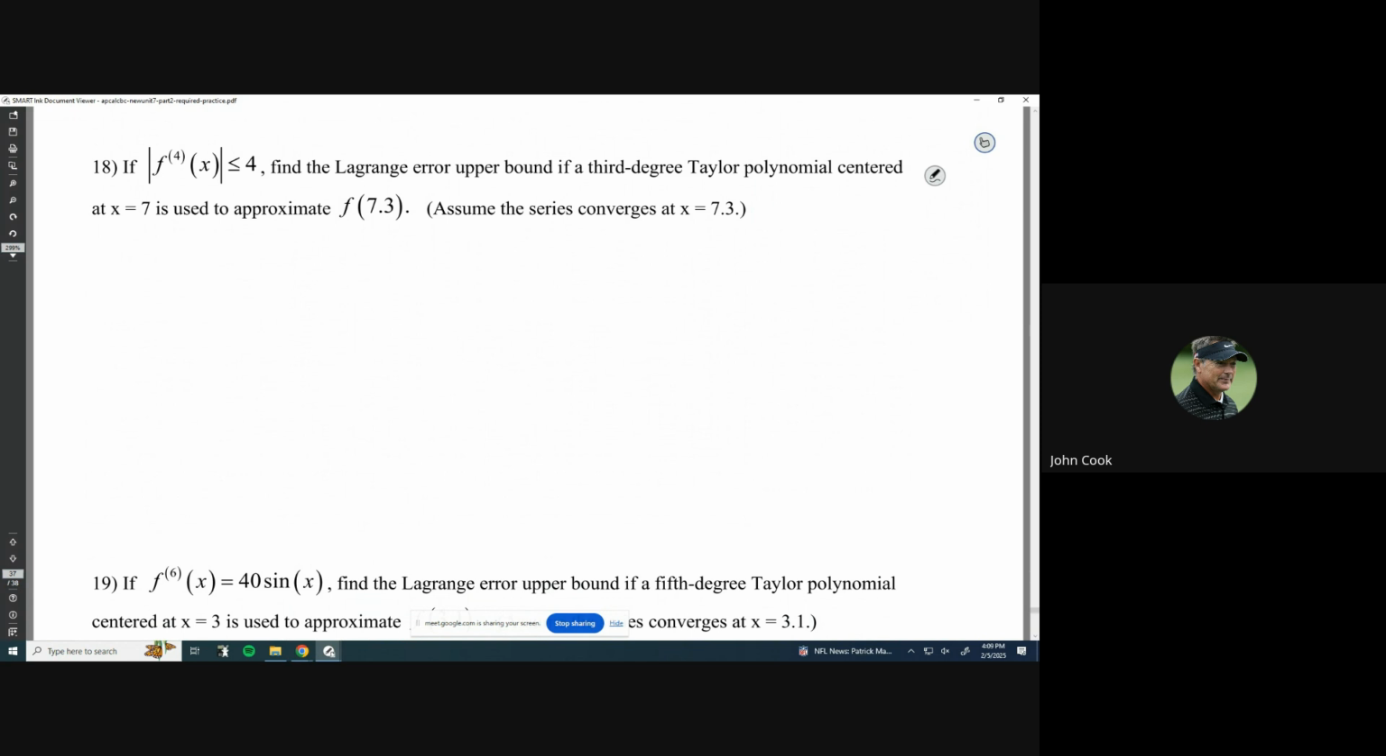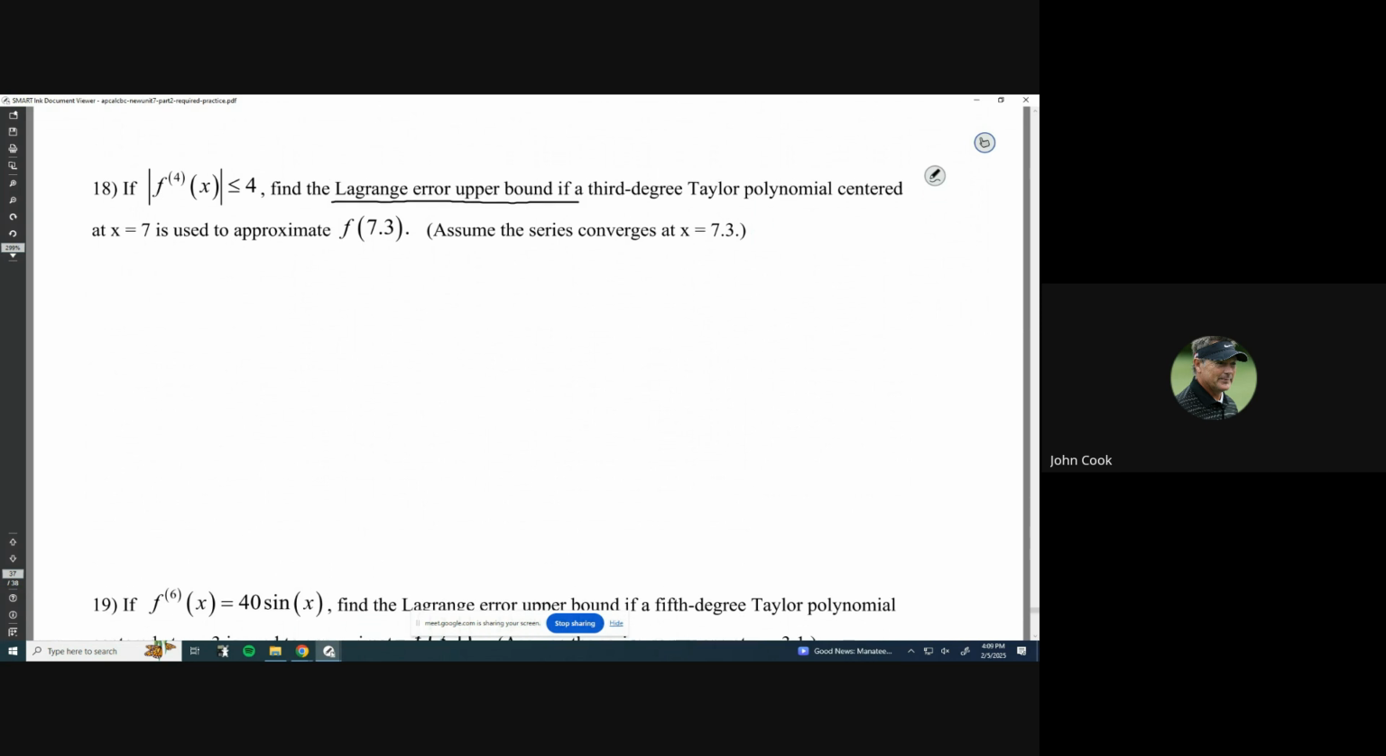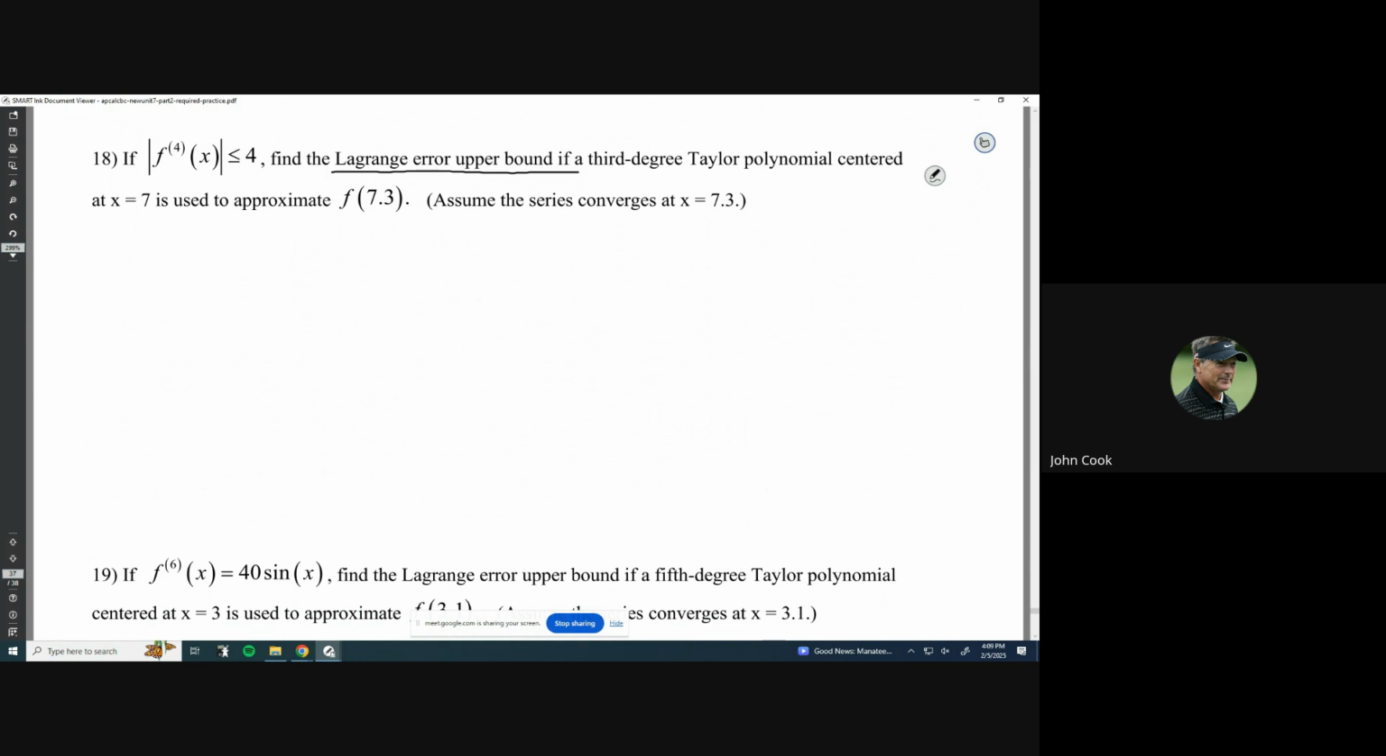So it says, oh, that's some weird notation. If that thing, then find the Lagrange error upper bound if a third degree Taylor polynomial centered at x equals 7 is used to approximate f of 7.3, and assume the series converges at x equals 7.3. All right, when I see that Lagrange error, I should know this. Lagrange error upper bound, there's a formula that goes along with it, and here's how it goes.